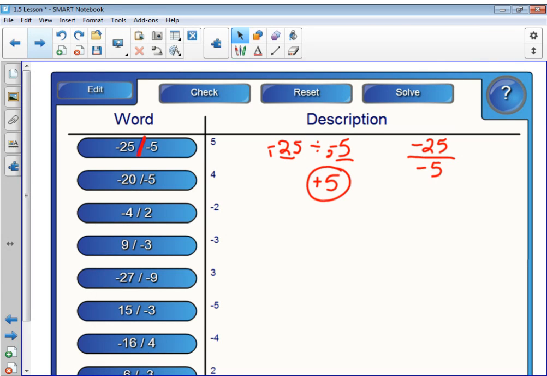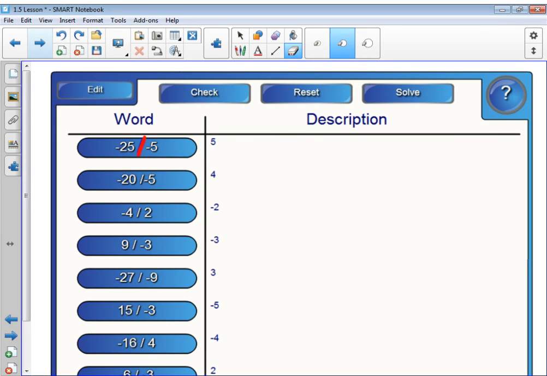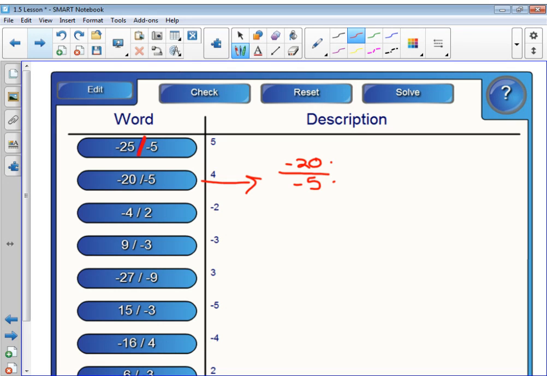Okay, so let's try another one. The next one is negative 20 divided by negative 5. So we're going to think 20 divided by 5 is 4. Count our negatives. There's 1, 2, we end up with a positive 4.